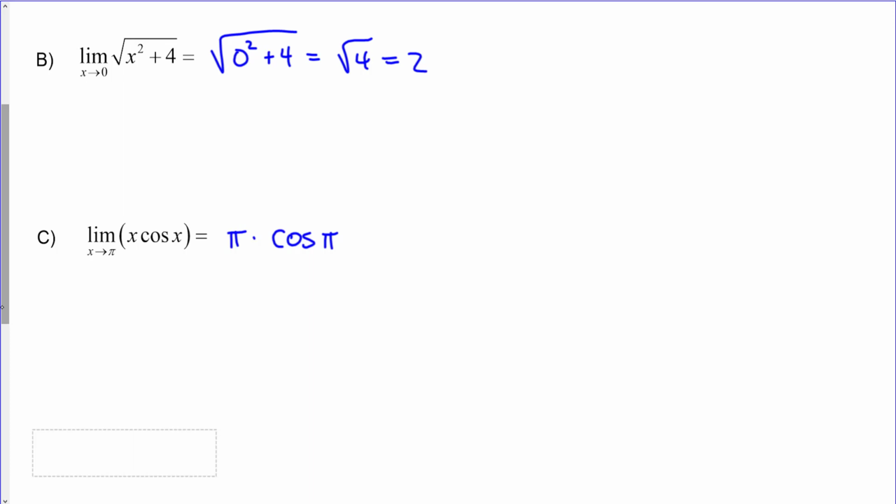And if you're a bit unsure of what the cosine of pi is, just remember your basic trigonometry. So pi is the angle right over here. This point on the unit circle at an angle of pi would be (-1, 0). So cosine is the x-coordinate on your unit circle, so pi times -1, which is negative pi.